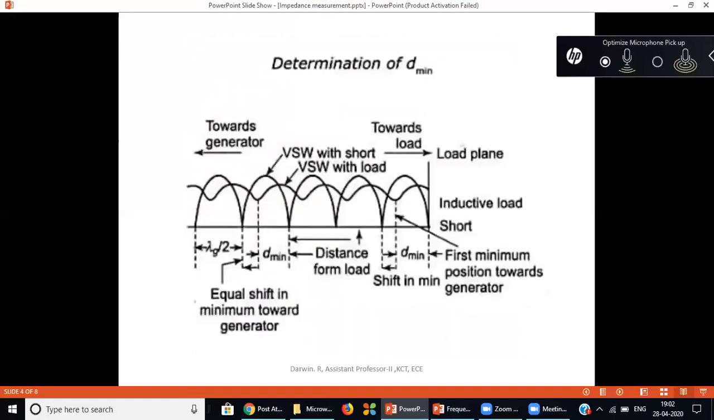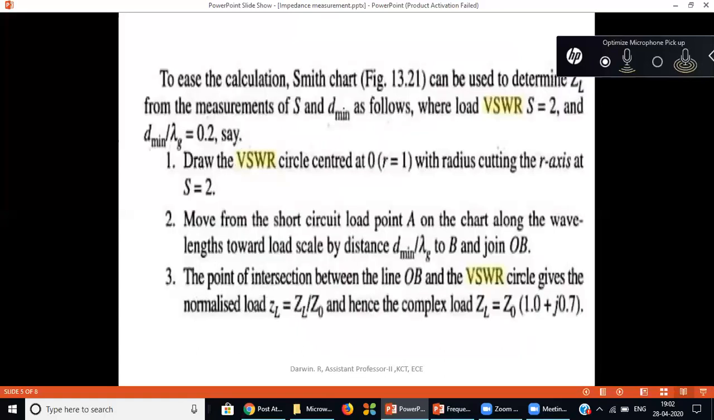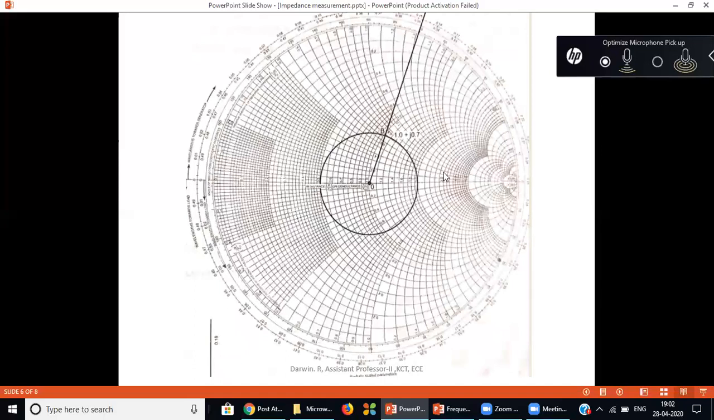And the second one is that the same can be done using a Smith chart. For example, you assume the VSWR value of this impedance measurement is 2, and D minimum has some value. So if you know these two values, VSWR and D minimum, in terms of wavelength, you can directly find the impedance of the unknown device. If the value of VSWR is 2, take a Smith chart and draw a circle with the value of 2. You know how to draw a circle with the value of 2. So from the center, take the radius as 2 and draw a circle.